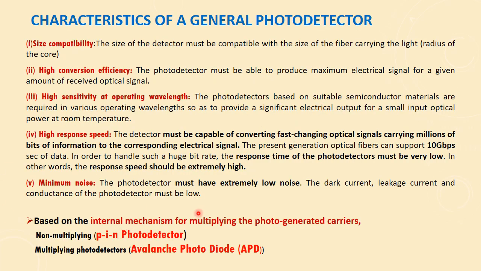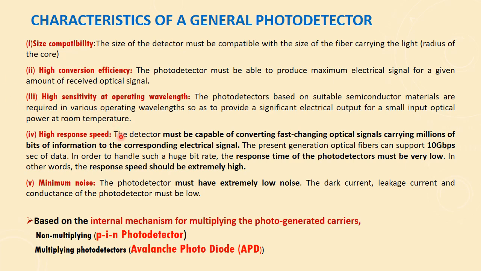Next is the characteristics of a general photodetector, whether it is a PIN photodetector or an avalanche photodetector. These are the characteristics. First is size compatibility, which means the size of the detector must be compatible with the size of the fiber carrying the light signal, that is, the radius of the core. Why? Because we are going to connect that optical fiber to the photodetector, so obviously it should be compatible with the radius of the core. Next is high conversion efficiency, which means the photodetector must be able to produce maximum electrical signal for a given amount of received optical signal. So the conversion efficiency should be high.